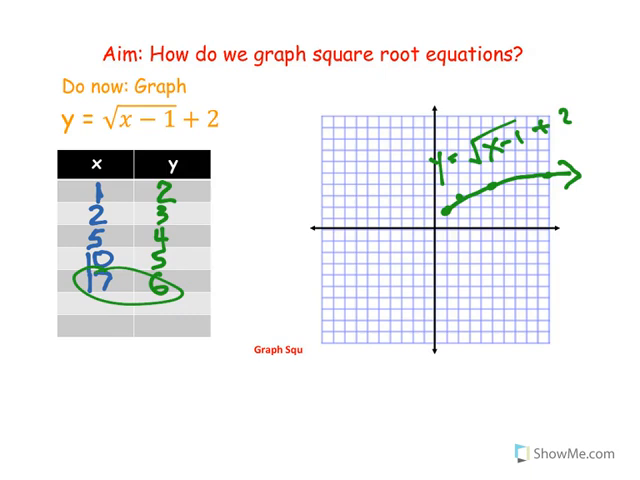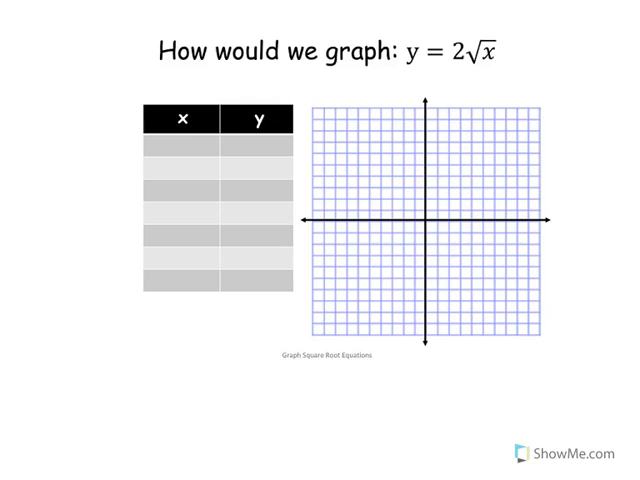So my domain, my x values, are x is greater than or equal to 1. My y values would be y is greater than or equal to 2. Okay, so again, only an arrow on one side because it does not go infinitely to the other side. It only goes infinitely to the right. And again, today's lesson is really just an extension of what we did yesterday.